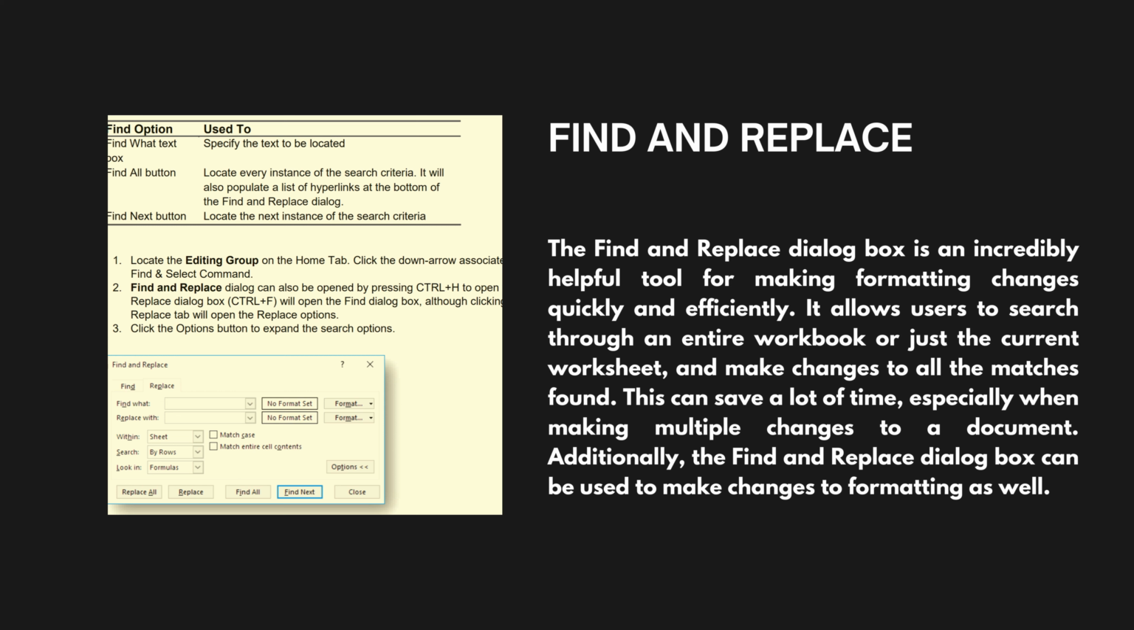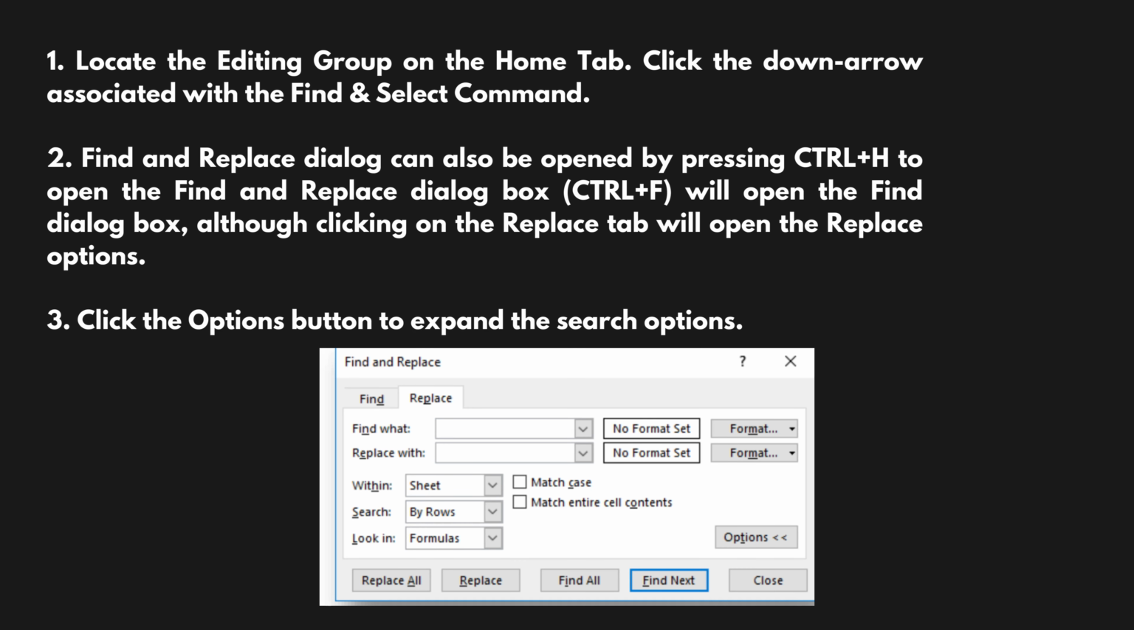Find and replace. The Find and Replace dialog box has the capability to find and change formatting, as well as options to search across all sheets in a workbook, or to restrict the search and subsequent changes to the current worksheet. 1. Locate the Editing group on the Home tab. Click the down arrow associated with the Find and Select command.